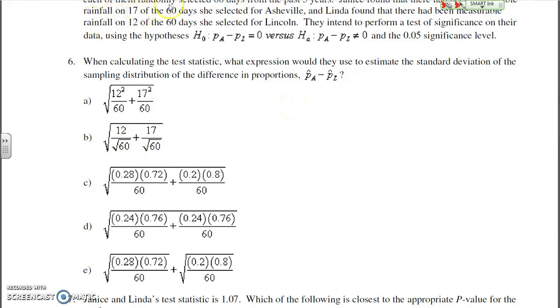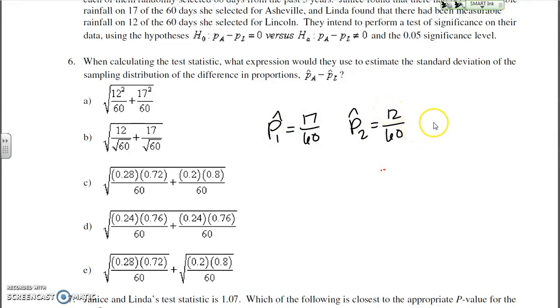Because we're talking about 17 of the 60 days, 12 of the 60 days. Because this is a significance test, we want to use the idea of P hat C. So I need to know each of them individually. We have to remember, P hat 1 is 17 out of 60. P hat 2 is 12 out of 60.